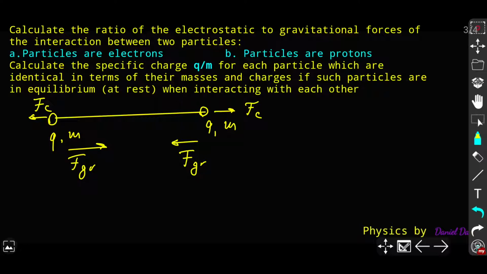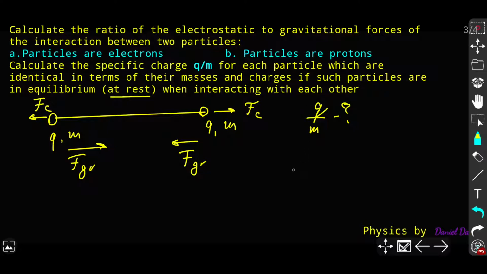So you need to find the Q over M ratio, which is called the specific charge, okay? So basically that's the question. Sorry, one more time. If those particles are in equilibrium and hence at rest when interacting with each other, obviously, according to the picture, due to the fact that they're in balance, for each particle the resultant force should be 0, right? Otherwise they will have acceleration, okay? So that's why we need to figure out this ratio.